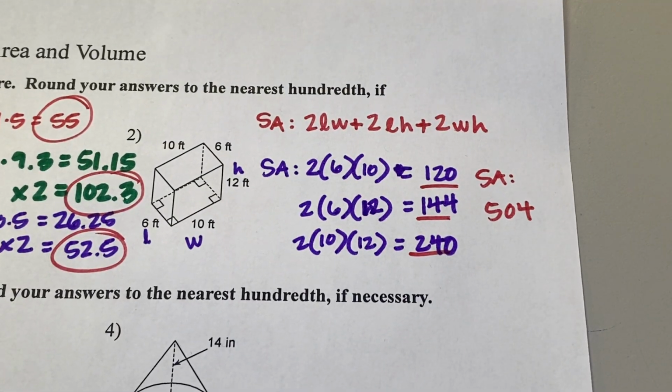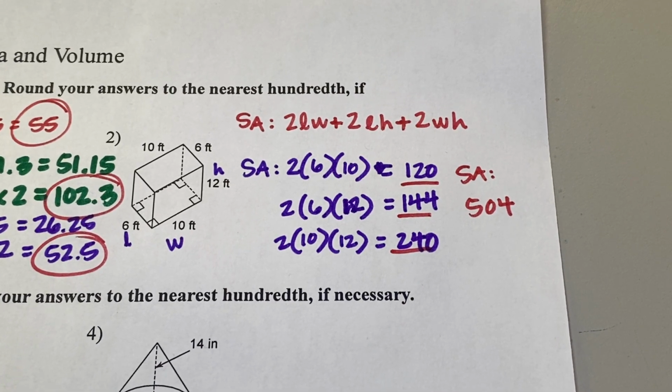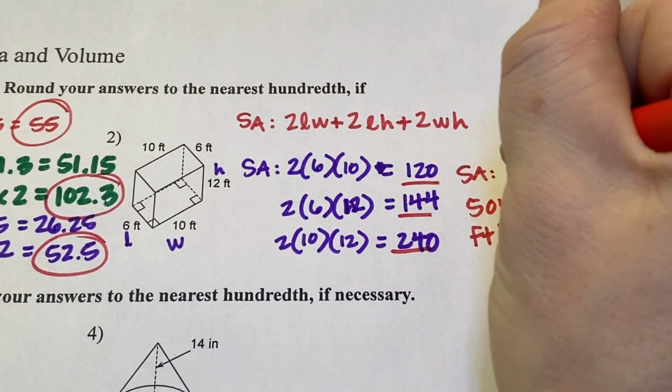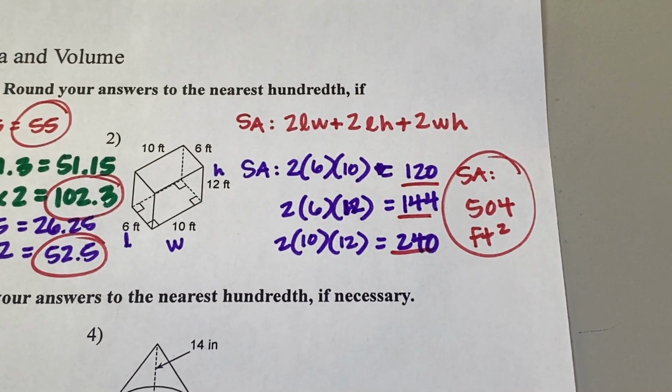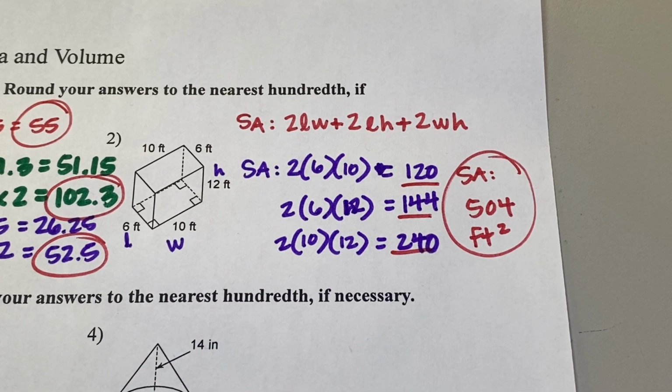504 what? What are my units? Squared. What squared? Feet squared, or square feet. There we go. So that little formula that's on your test and your assignment, just use that. Plug in your length, your width, and your height for these rectangular prisms, and then you're good.